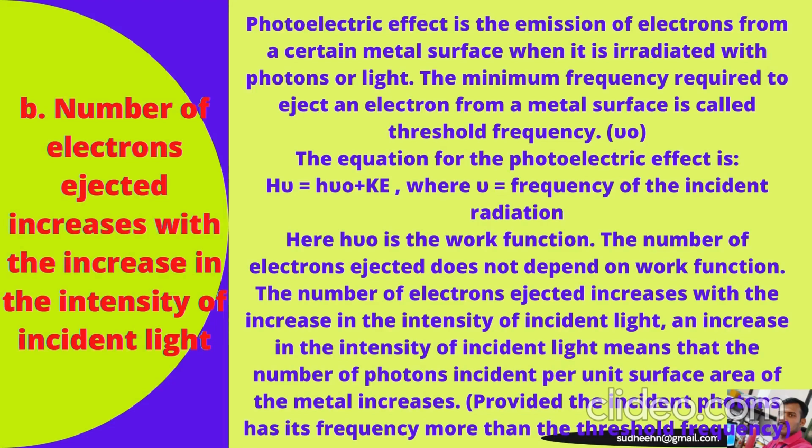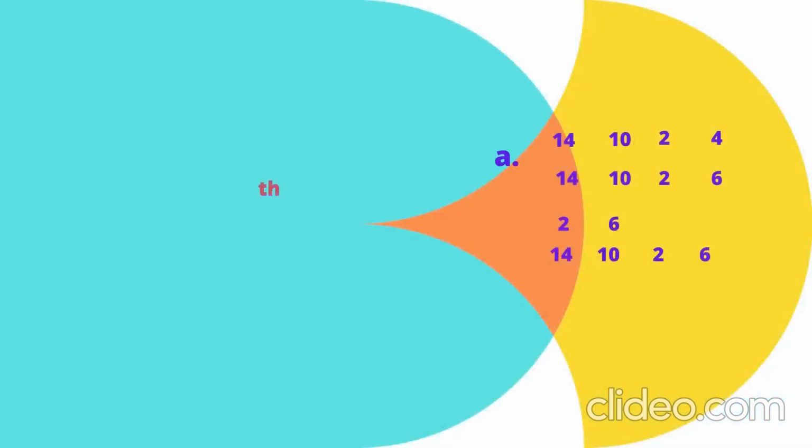So, which provides the incident photons has its frequency more than the threshold frequency. That's why the answer is option B, that is, number of electrons ejected increases with the increase in the intensity of the incident light. Question number 31.